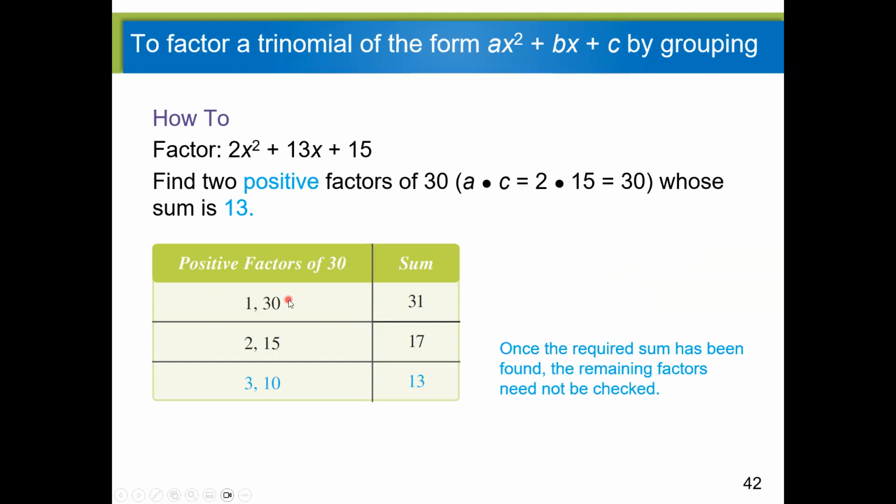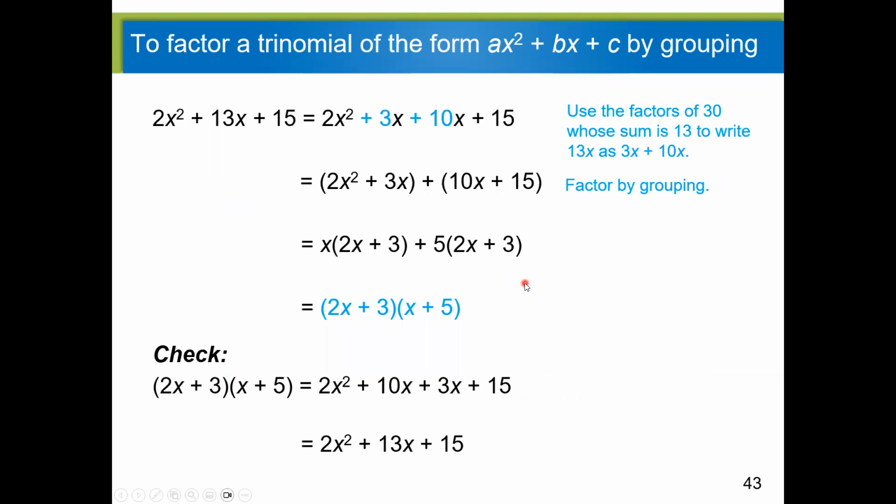Well, 1 times 30 gives me 30, but that doesn't add to 13. 2 and 15 multiply to 30, but that doesn't add to 13. 3 and 10 multiply to 30, and they add to 13. So 3 and 10 are my factors. And then since I know my inside factors, I can figure out my outside factors by extracting out the stuff I don't care about.